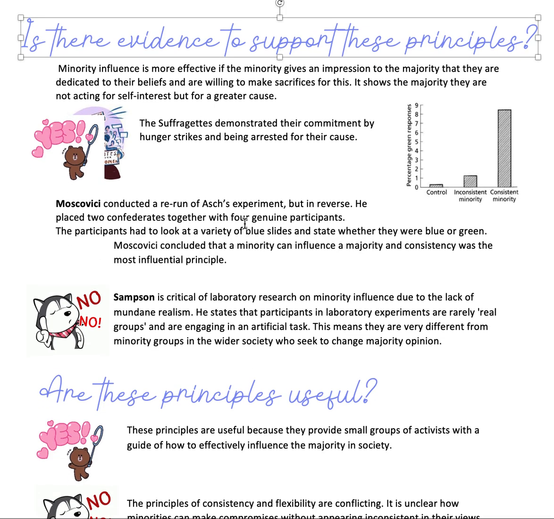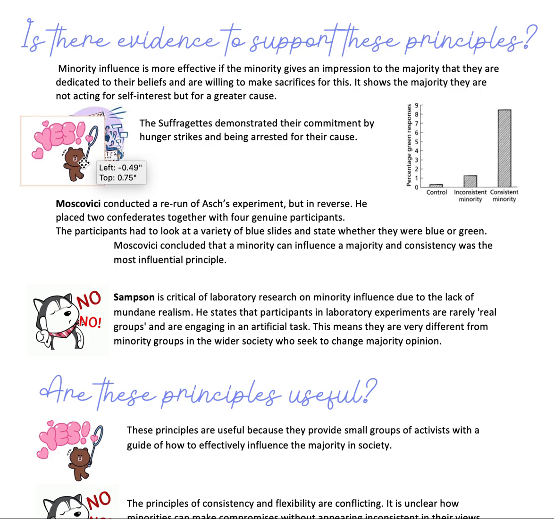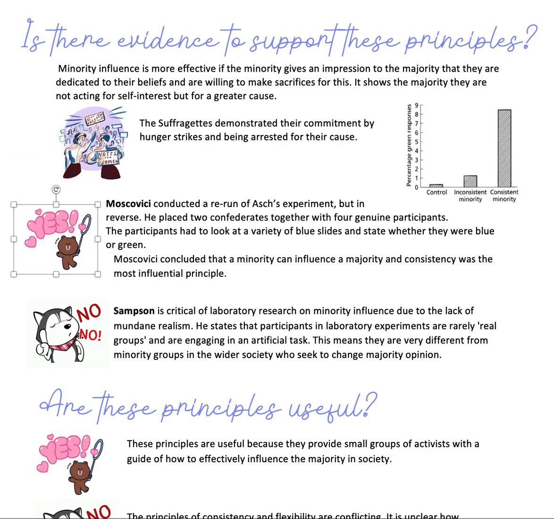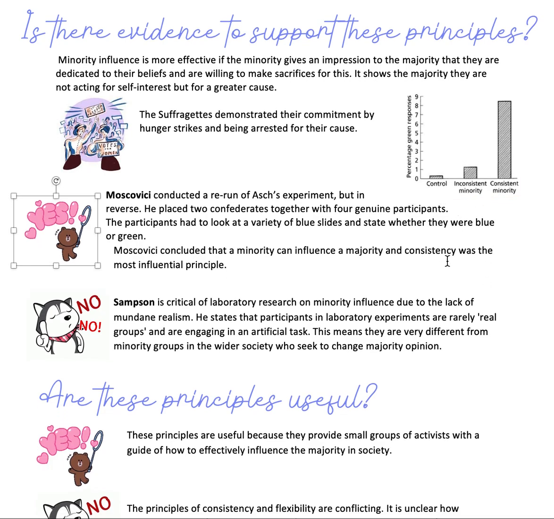Is there evidence to support these principles? So yes, Moscovici did a rerun of Asch's experiment, but in reverse. The idea was that the confederates were the minority. So 2 confederates, 4 genuine, and the 2 confederates kept saying that the slides they were looking at were blue when they were actually green. But if the 2 confederates maintained consistency, so they kept saying that they were blue when they were green, then that actually influenced the 4 genuine participants. And you can see here the percentage of responses.